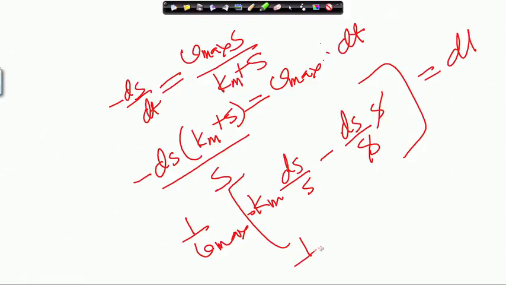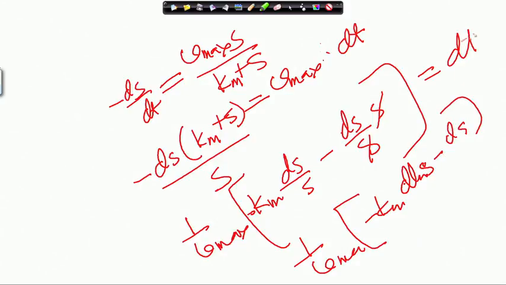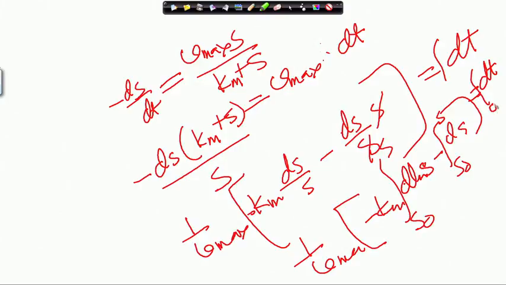Now, how can we write this? This is V max minus Km, d ln S, minus ds, equal to t. And now, we can do the integration. What is the integration I can do? This is S0 to S, and here also S0 to S, and here this is equal to dt, also 0 to t. Now, if you do that, then we will come across the equation.